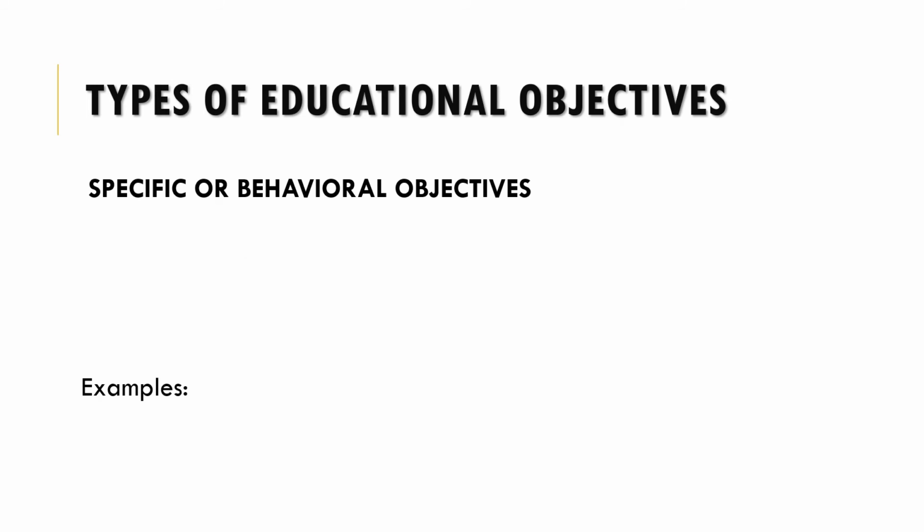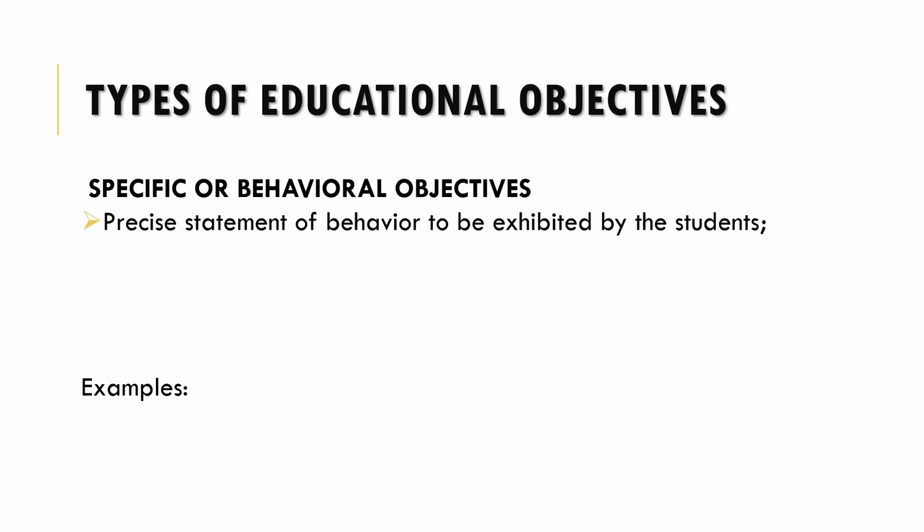Okay, next we have is what we call the types of educational objectives. We have here specific or behavioral objectives. So educational objectives is also known as instructional objectives. Please take note that your educational objective is also known as instructional objective. There are two types of educational objectives. The first one is specific or behavioral objectives. Okay. Now let's try to look at here specific or behavioral objectives.